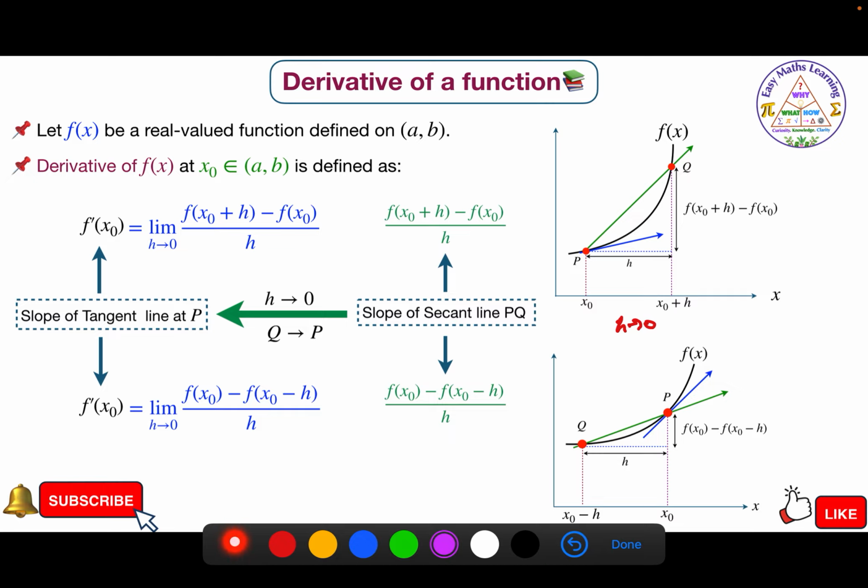As Q approaches P, this secant line PQ approaches the tangent line at P, and the slope of the secant line approaches the slope of the tangent line as h tends to 0, which is the first derivative of the function at x naught, and is defined as the limit, h tending to 0, of the slope of the secant line.